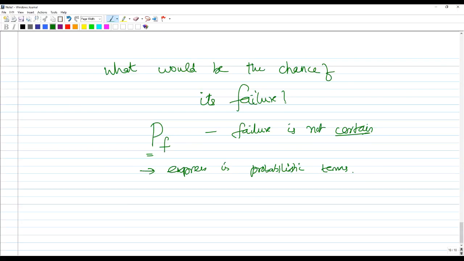So any structural system whose failure is not certain can be expressed in probabilistic terms. Therefore, friends, since reliability is 1 minus probability of failure, reliability is also expressed in probabilistic terms.